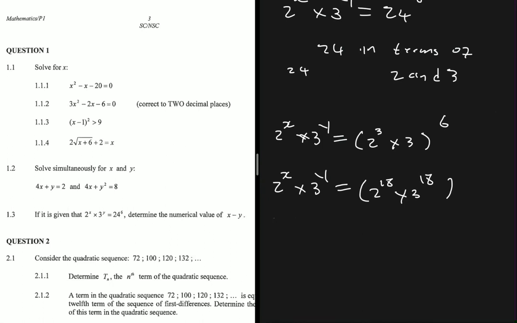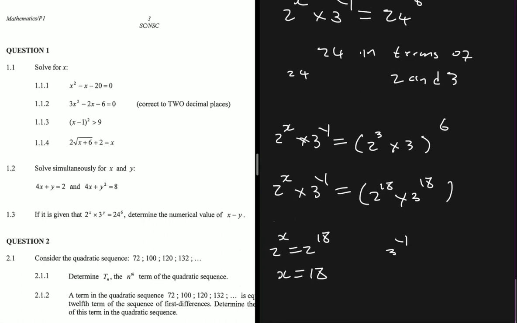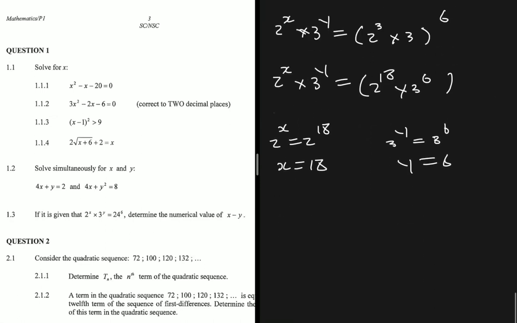equate the exponents. So we're going to have 2 to the power x equals 2 to the power 18. So x equals 18. And then we have 3 to the power y. Oh, no, I made a mistake. This is 18, and then this is 6. So 3 to the power y equals 3 to the power 6. So y equals 6. So x minus y equals 18 minus 6, which equals 12.